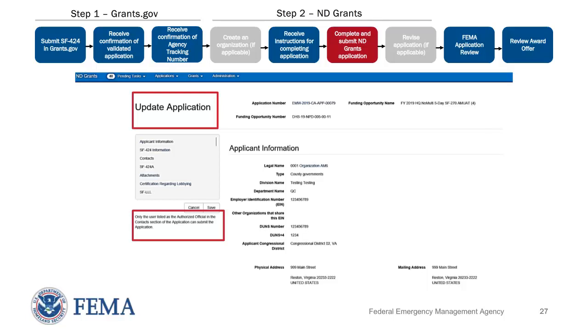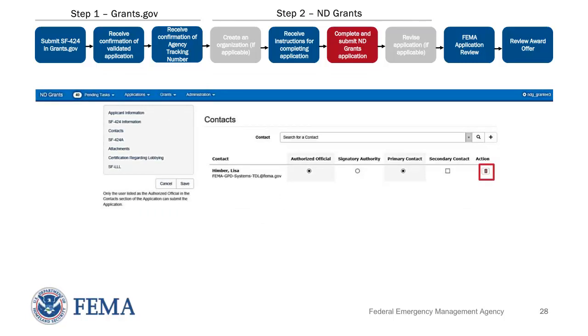The first time you open your application, you will only see Cancel and Save buttons. However, you must click Submit to actually submit your application. Clicking Save will only save your progress, but it will not submit your application to FEMA. You must update your application contacts for the Submit button to appear. To update your contacts, scroll to the Contacts section of the application. Click the trash can icon to remove the contact that was automatically imported from grants.gov.